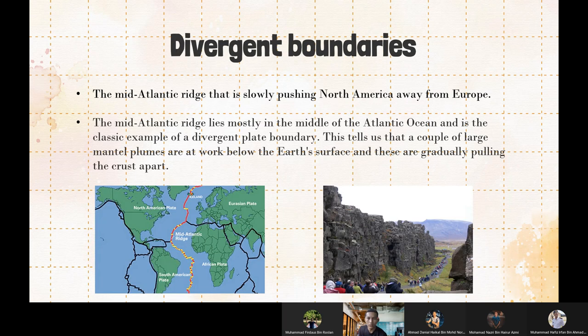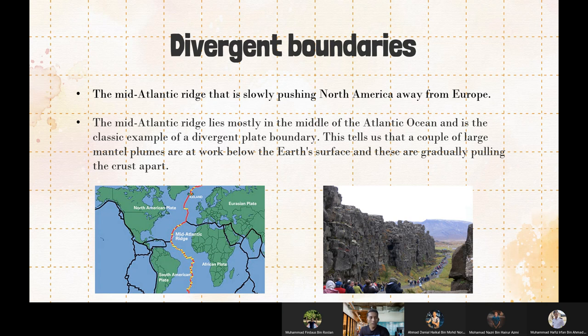Okay, next is divergent boundaries. A divergent boundary, or divergent plate boundary, is a linear feature that exists between two tectonic plates that are moving away from each other. Divergent boundaries within continents initially produce rifts, which eventually become rift valleys. Most active divergent plate boundaries occur between oceanic plates and exist as mid-oceanic ridges.